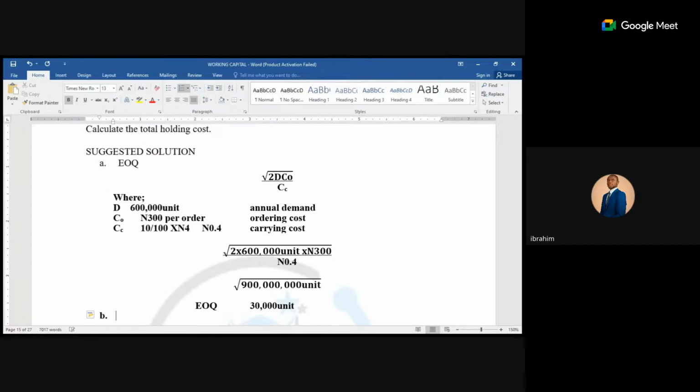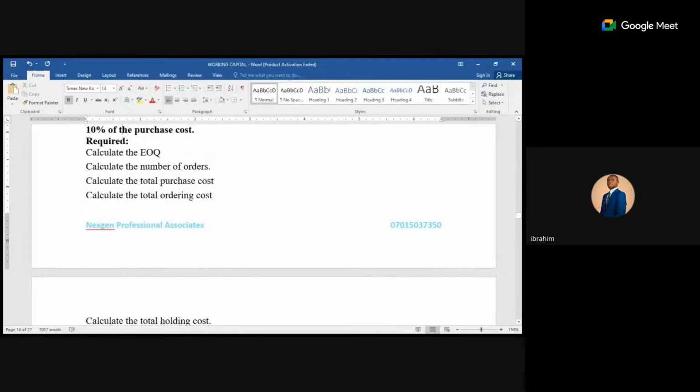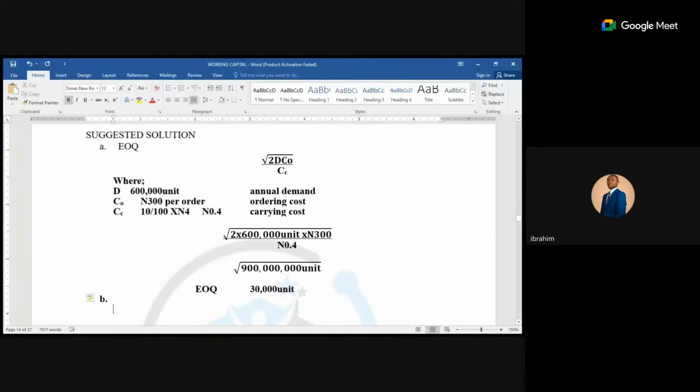B. The B part of the question: number of orders. What is the formula for calculating the number of orders? If you want to determine how many times you will order, is it 1, 2, 3, 4, 5? How do we determine the number of orders?